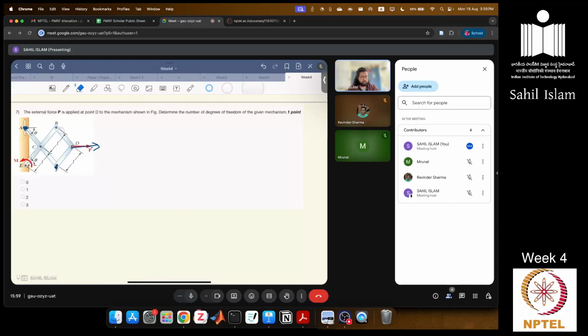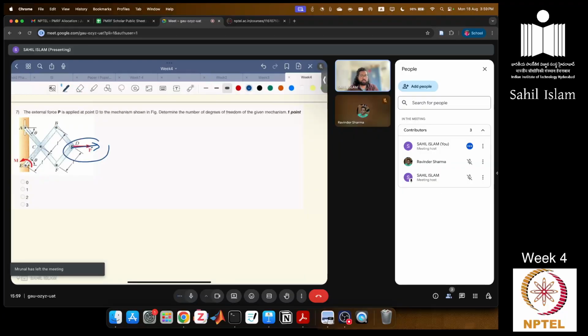So the only thing that will change if you pull this P is this theta. Nothing else will change. So the degrees of freedom will be 1, because everything is dependent on everything else.